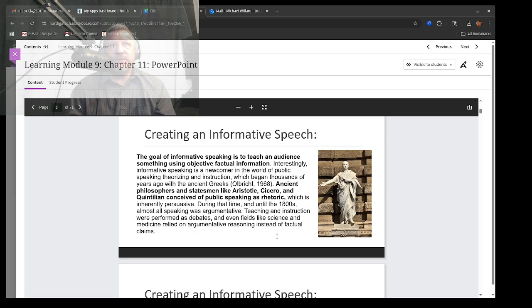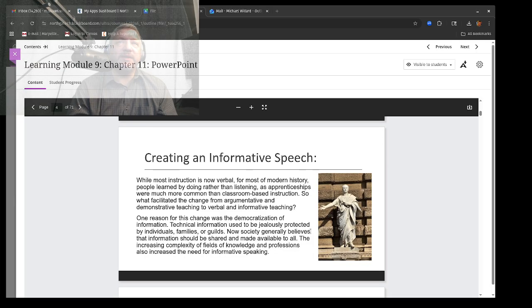Ancient philosophers and statesmen like Aristotle, Cicero, and Quintilian conceived of public speaking as rhetoric, which we talked about earlier in this book. And rhetoric is generally persuasive, right? Or argumentative even. Teaching and instruction are more like debates, even back then. And in science and medical fields, there was argumentative reasoning factored into informative speaking, basically. It didn't look quite like it does today.